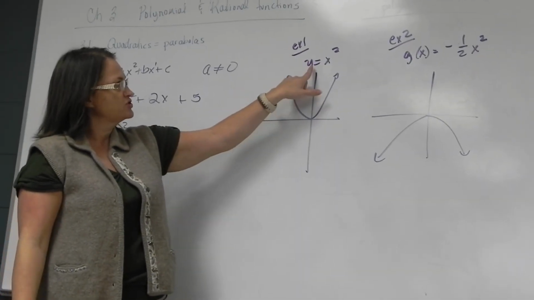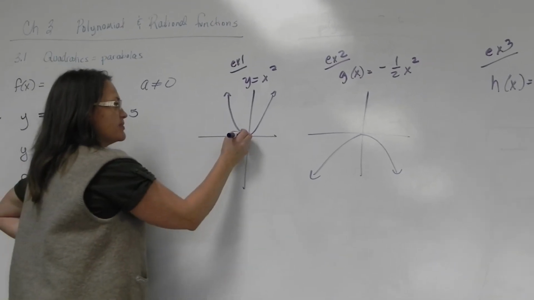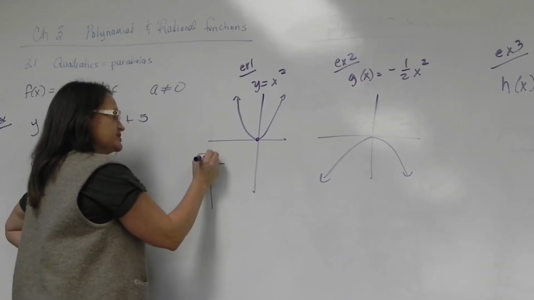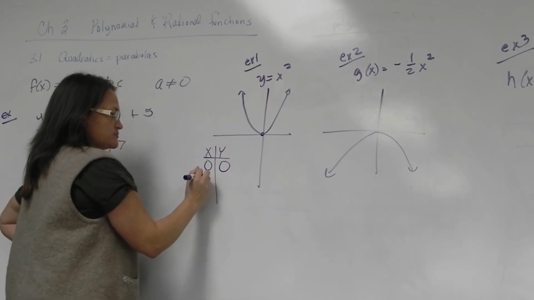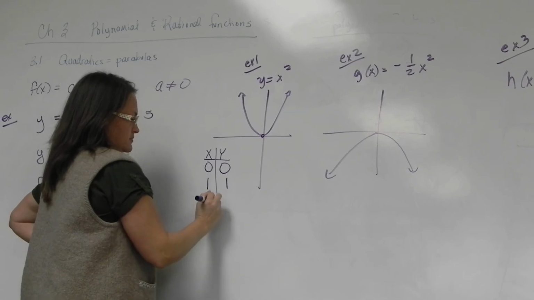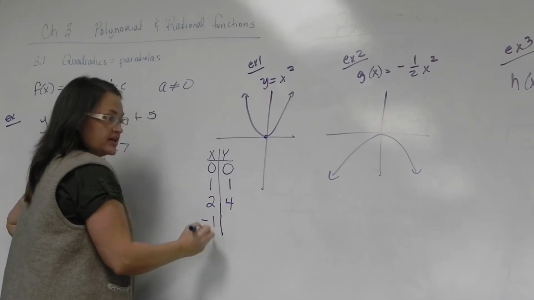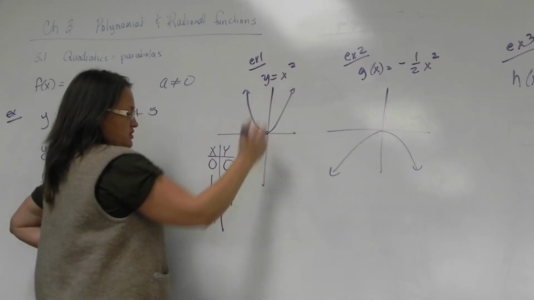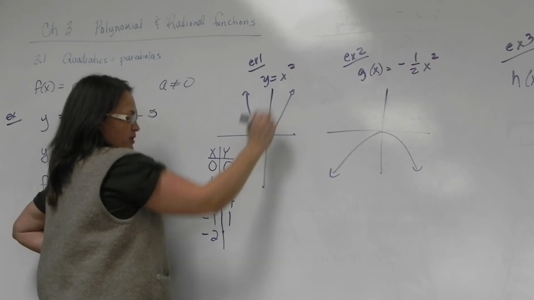So the first one, just your regular y equals x squared. We talked about why it has this U shape. If you do a little t-table, you would see this to be true. 0 squared is 0. If you plug in 1, 1 squared is 1. 2 squared is 4. Plug in some negatives. Negative 1 squared is 1, that's why it bounces back up. And negative 2 squared is 4.